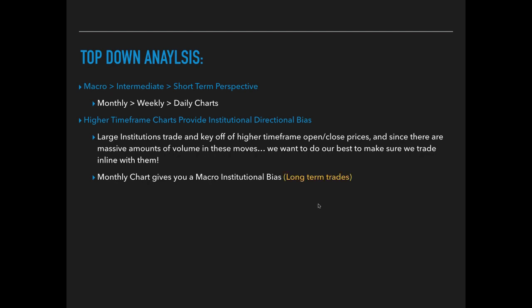Now, the monthly chart is going to give you a macro institutional bias, meaning long-term trades. So if you're looking to be a long-term trader, a position trader, trading for weeks and months at a time, the monthly chart is going to give you that macro institutional bias for you to be able to determine the trend and the direction you should be trading.